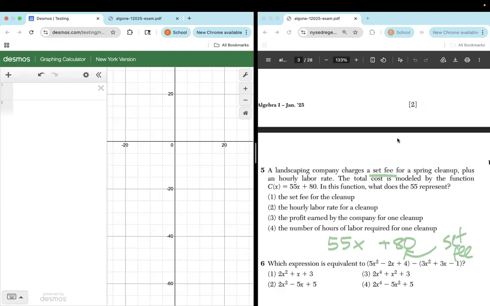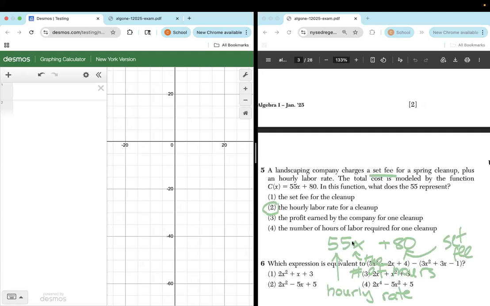That must mean that the 55 is the hourly rate because x has to be the number of hours that this job takes. So 55 would be the hourly rate. Okay, and oftentimes in this kind of question, the variable represents time, the number of hours, because that could change. A different cleanup might take a different number of hours. So we would let that be our variable, x.